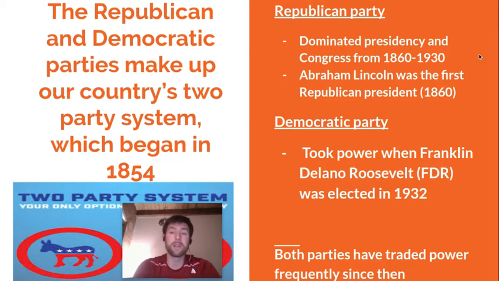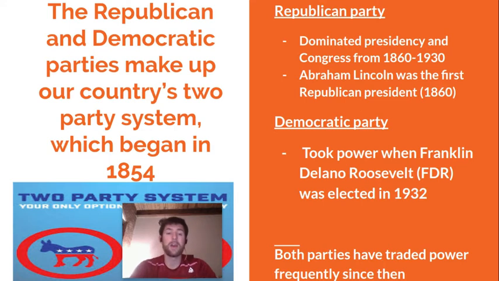So as Abraham Lincoln was elected as president, the South seceded from the Union, and that's really what began the Civil War. The Democratic Party, however, after years and years of really not having much of a hold on the power in our government, eventually started to take control. And it started with a man by the name of, as some of you may know, Franklin Delano Roosevelt, also known as FDR. He was elected in 1932, right smack dab in the middle of the Great Depression.